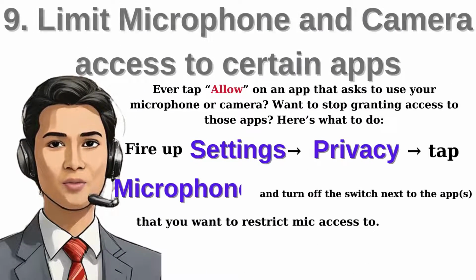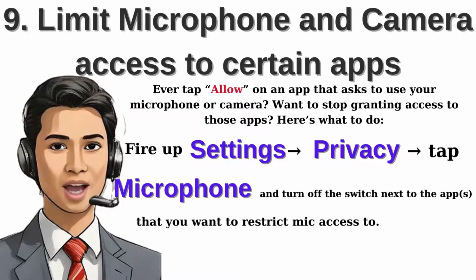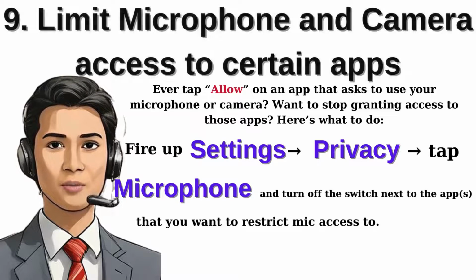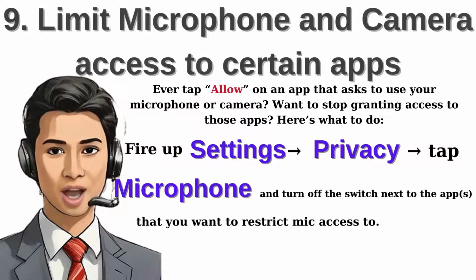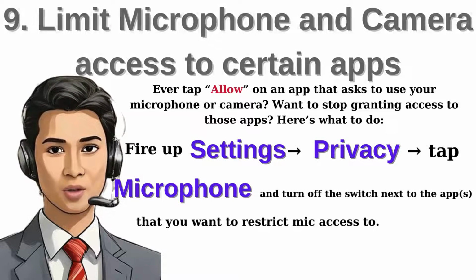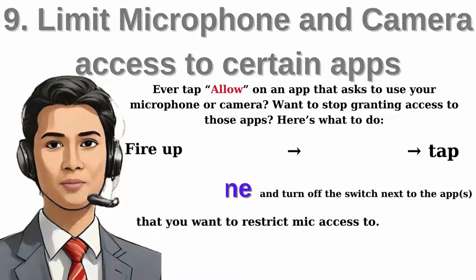Nine, limit microphone and camera access to certain apps. Ever tap Allow on an app that asks to use your microphone or camera? Want to stop granting access to those apps? Here's what to do. Fire up Settings, Privacy, tap Microphone and turn off the switch next to the apps that you want to restrict mic access to.